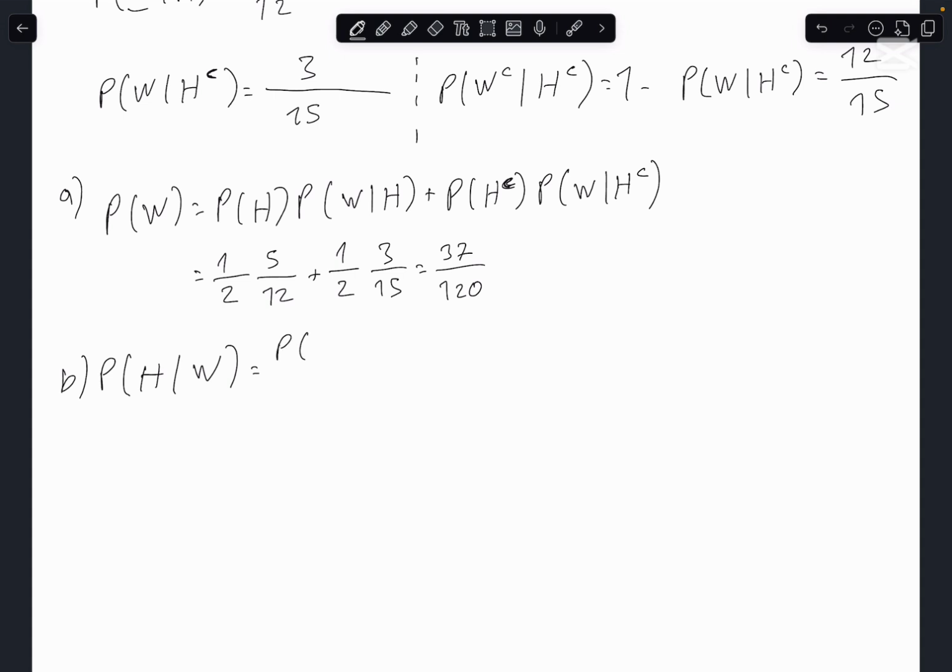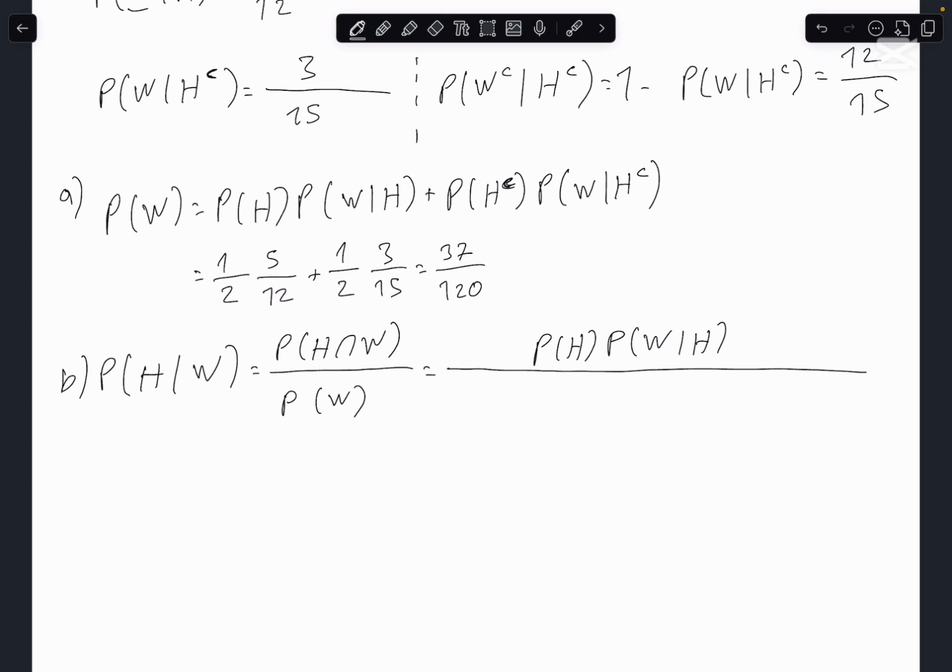Let's open it up. Probability of head intersection with white divided by probability of white equals probability of heads multiplied by probability of white known that heads, over probability of heads multiplied by probability of whites given that head, plus probability of head complement multiplied by probability of white known that head complement.